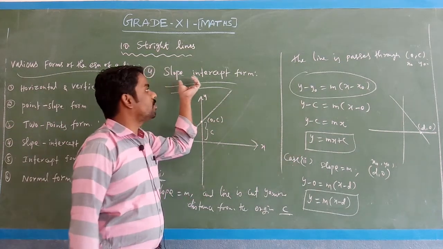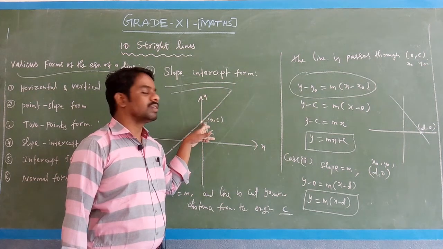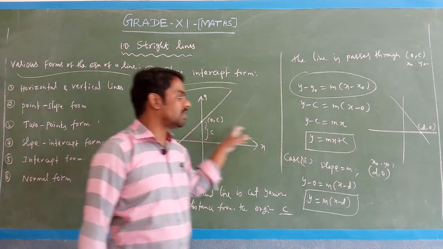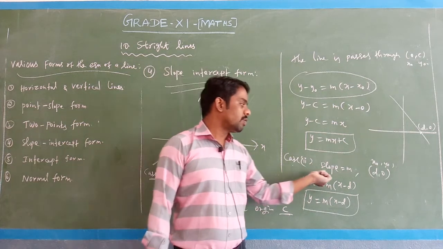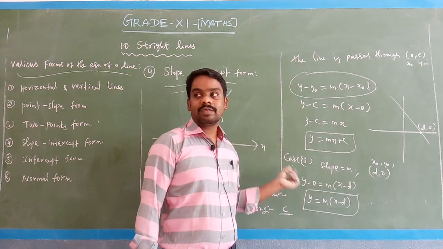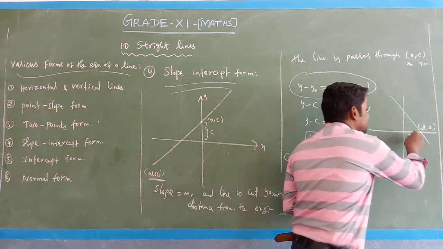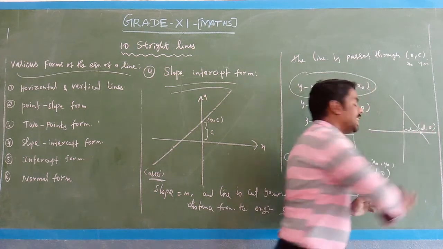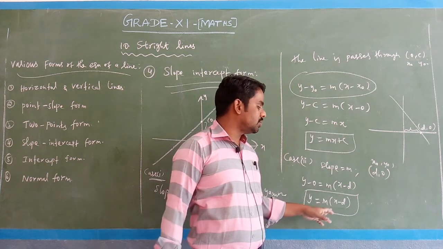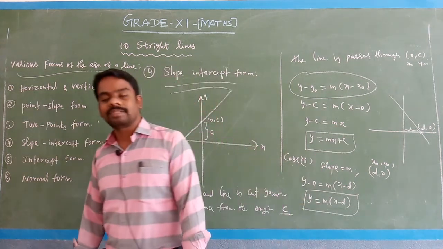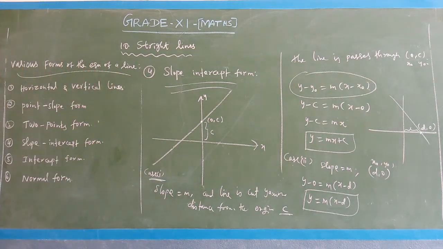The slope-intercept form is the equation of the line when the line cuts the y-axis, that is, the y-intercept is c, then the equation of the line is y equals mx plus c. And the second formula: slope m and the line cuts the x-axis, the x-intercept distance is d, then the equation of a line passing through the x-axis point d comma 0 is y equals m of x minus d. Okay, right.